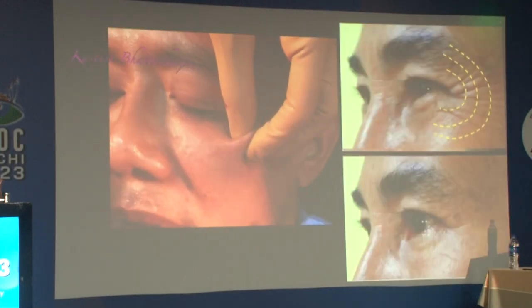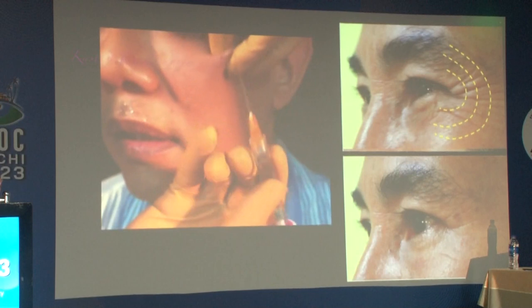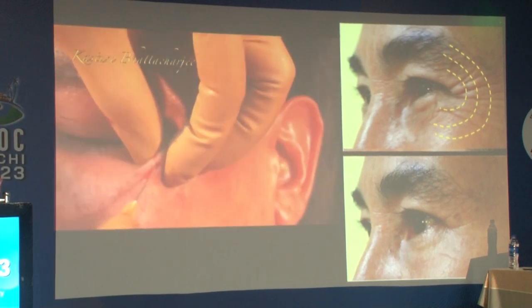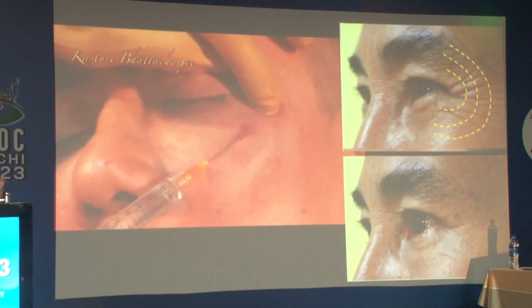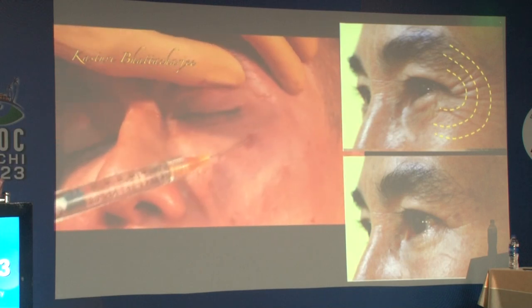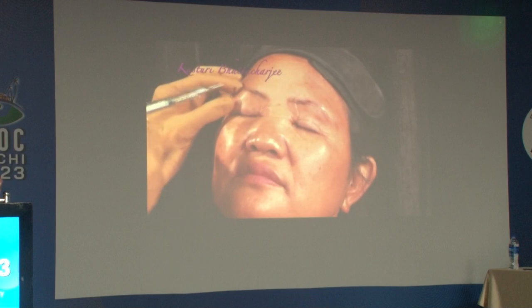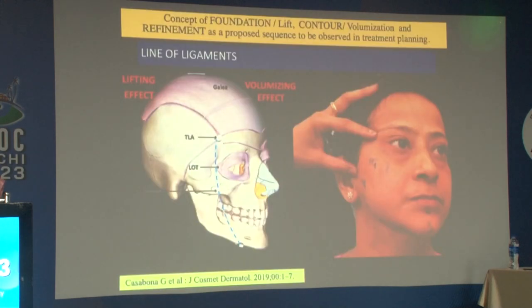Sometimes in crow's feet, there are patients with static lines who do not work well even with injection of botulinum toxin. So along with the toxin, if you can do a little bit of myomodulation by injecting the dermal filler, you can really do very well.